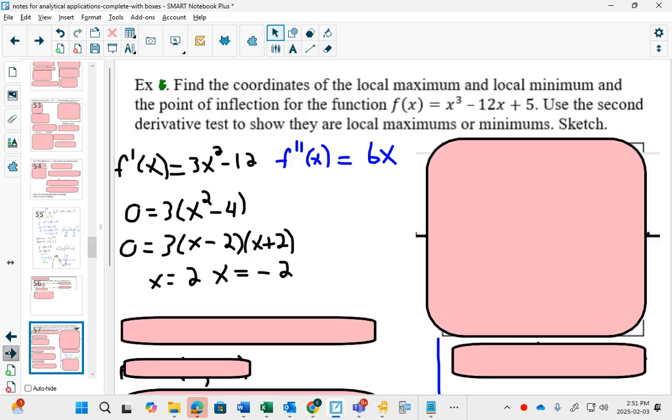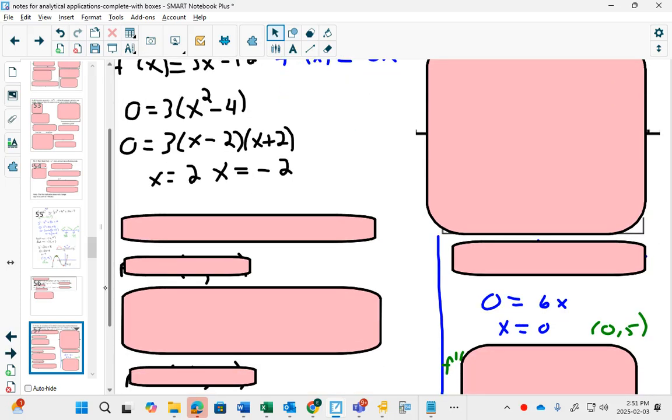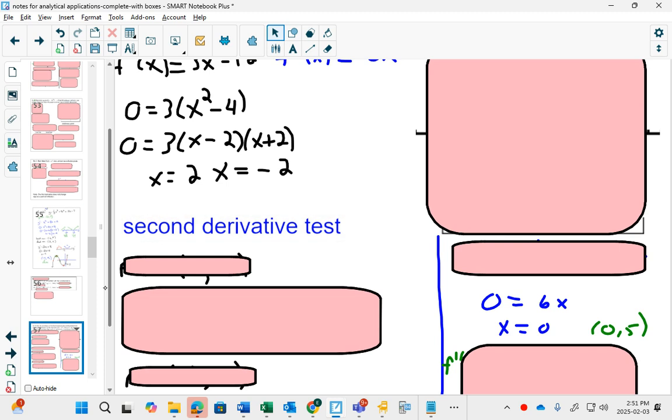Now, it kind of bothers me because I really want to write that line and show increasing and decreasing at this point. I think it's a great strategy when graphing to always do that. But since we're focusing on the second derivative test, we're going to just move forward and skip that. Kind of bothers me, I have to admit.